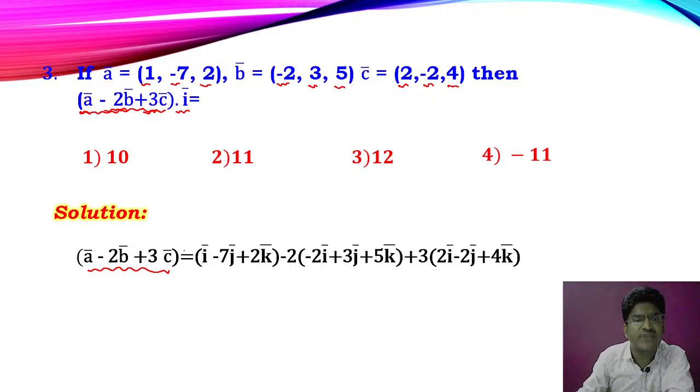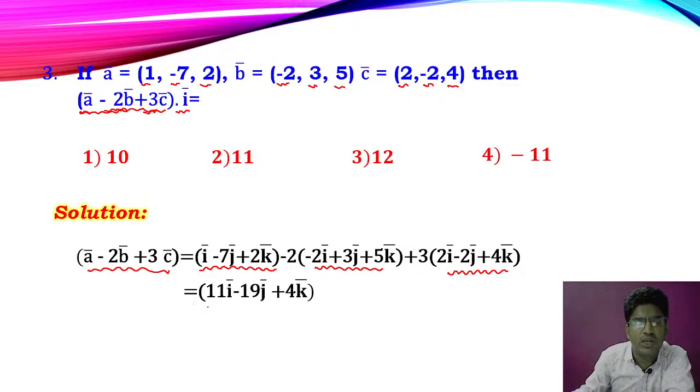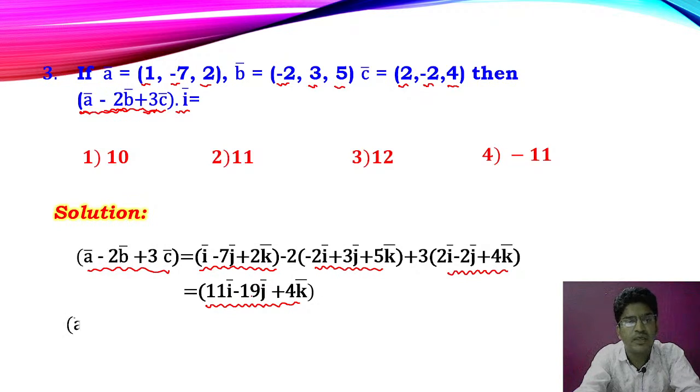So what is vector A? Vector A is i cap - 7j cap + 2k cap. And what is vector B? -2i cap + 3j cap + 5k cap. And what is vector C? 2i cap - 2j cap + 4k cap. So you just multiply and simplify this. That is going to be equal to 11i cap - 19j cap + 4k cap.